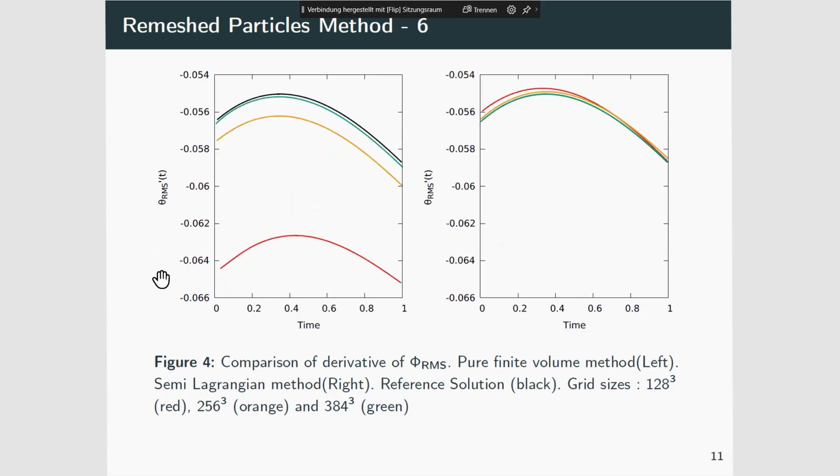For a Schmidt number, which is in this case equal to 6, the pure finite volume method has difficulties to converge. On the contrary, for our method, the remesh particle method, we are almost already converged with the lowest resolution of the grid size.